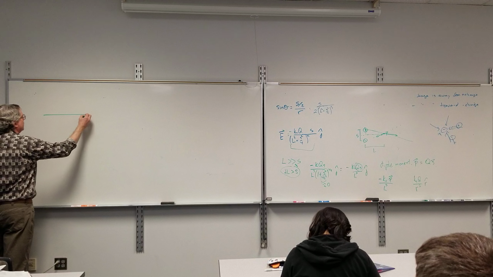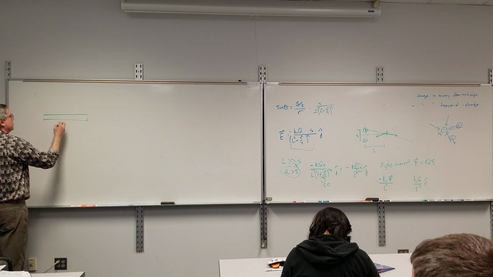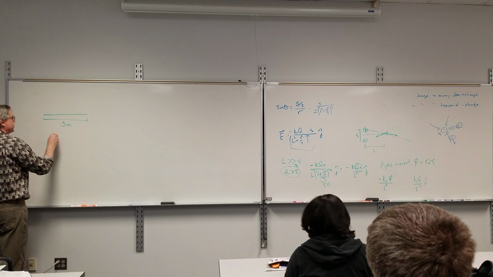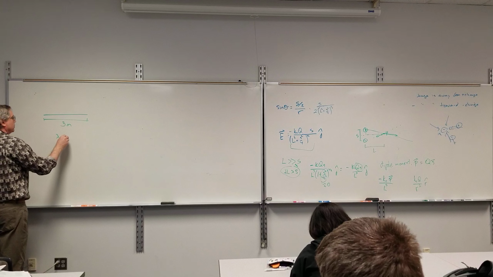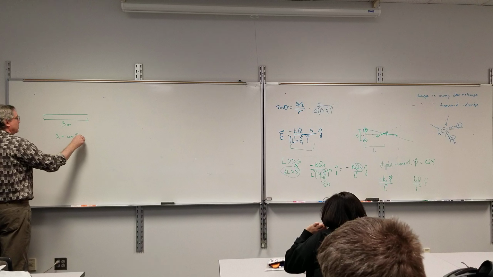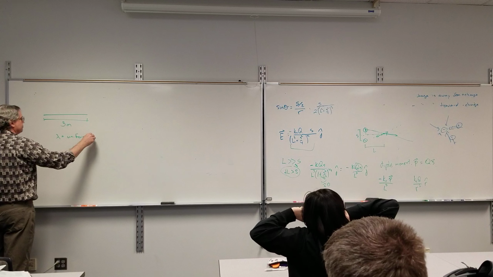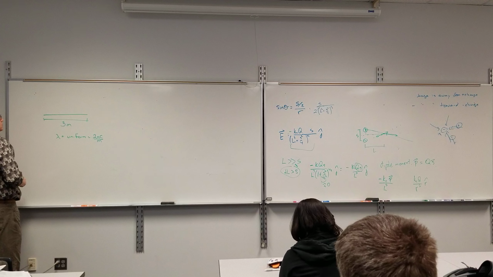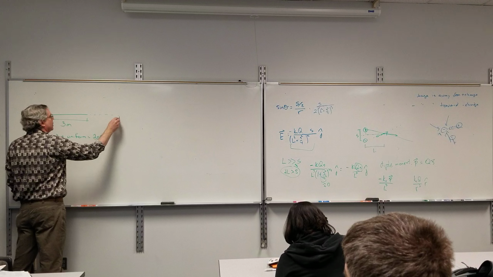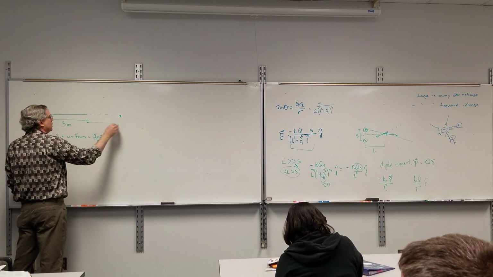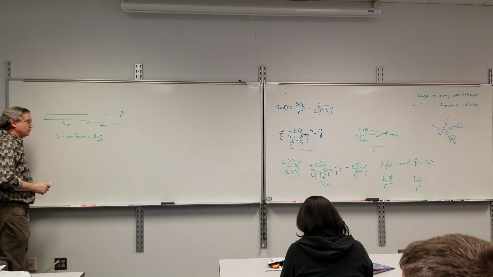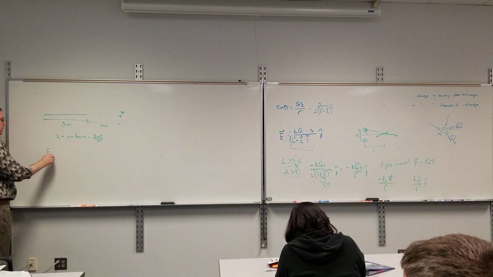Start out with a simple one. I have a line of charge of length, I'll stick numbers in here, 3 meters. And the linear charge density is uniform, and we'll say 2 nanocoulombs per meter. And I got a point out here, we'll make that 4 meters, obviously not to scale. And I want to know what is the electric field at point P.